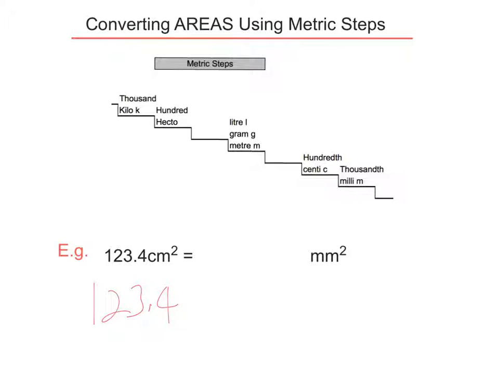From centimetres to millimetres is one step to the right, so from centimetres squared to millimetres squared is 2 steps to the right, twice as many. Fill in the gap with a 0. 12,340 millimetres squared is the same as 123.4 centimetres squared. You need a lot more millimetres squared than centimetres squared because 100 of them are needed to make a centimetre squared. 100 millimetres squared for 1 centimetre squared.